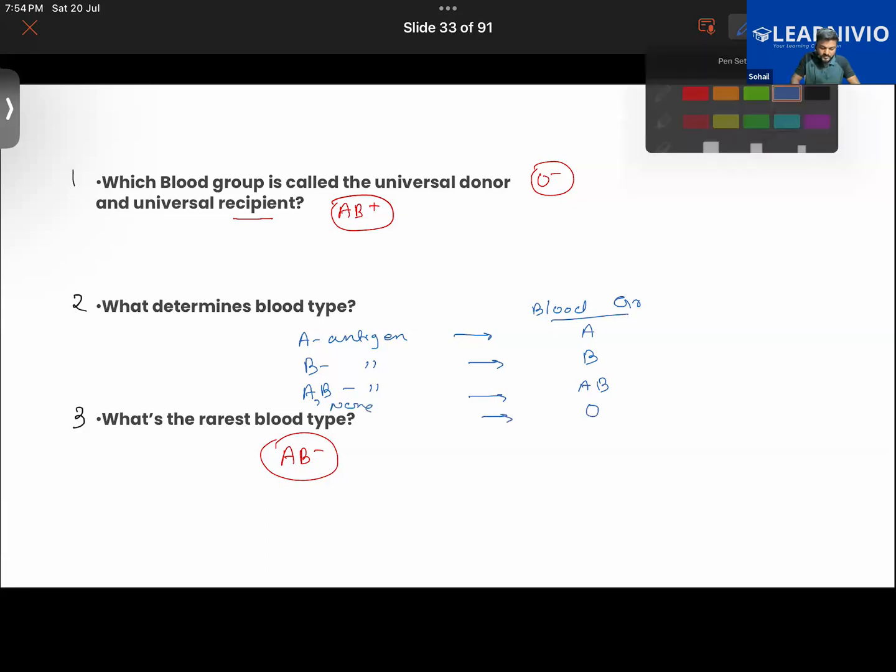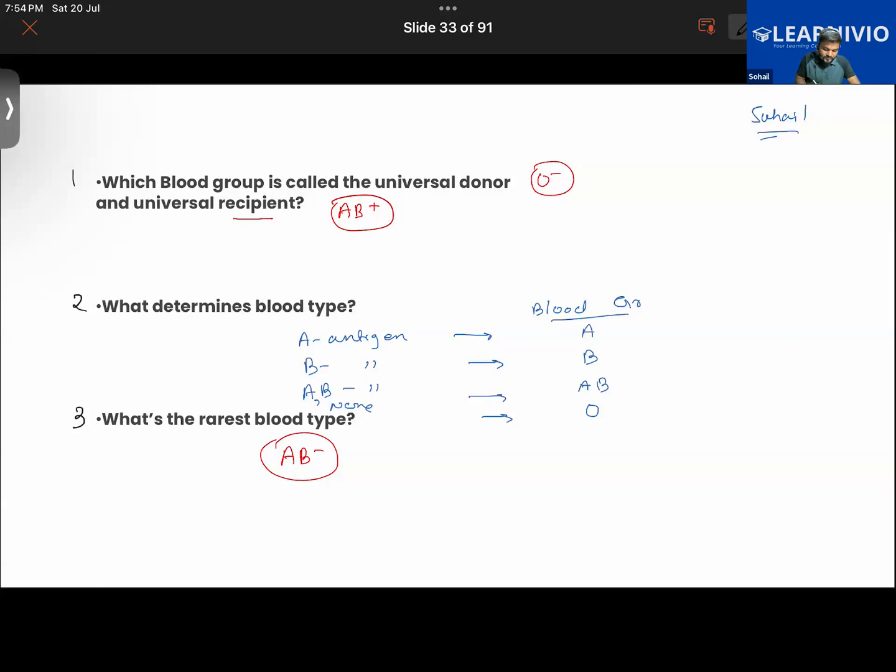Now tell me, if RH is present on all of them, it will be positive. Yes, sir. All of them will be positive, right? And if RH is absent, then it would be negative.